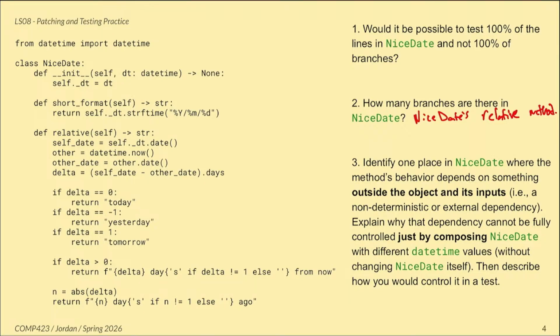One brief clarification I'll make on number 2. On the worksheet, I forgot to add a little bit more specificity. The main question we're looking for in number 2 is nice dates relative method. But if you want to think about the class in general, that's kind of an interesting question too.